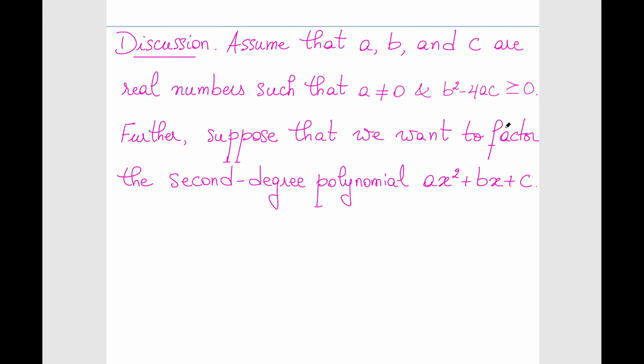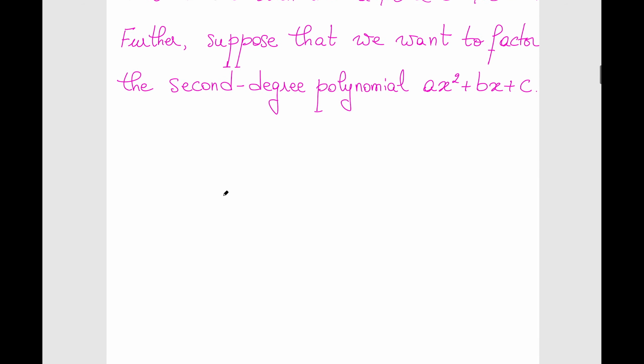What does factor mean again? Factor means we want to write this as a product of things, right? This is a sum of things. We want to write it as a product of things. So that's the idea. This is what factoring means, right? So I want to factor this sum of three entities. All right, let's start.